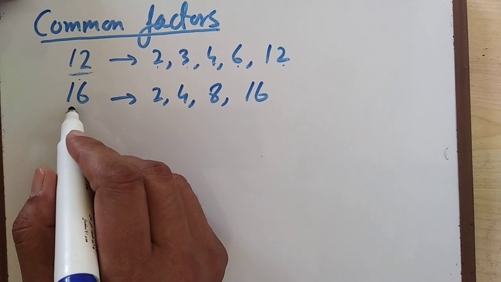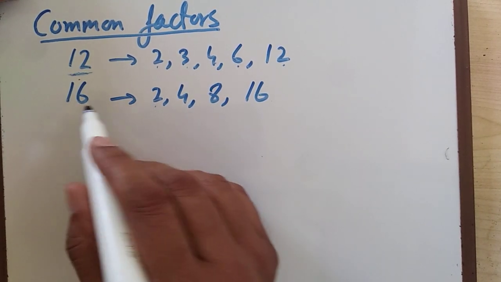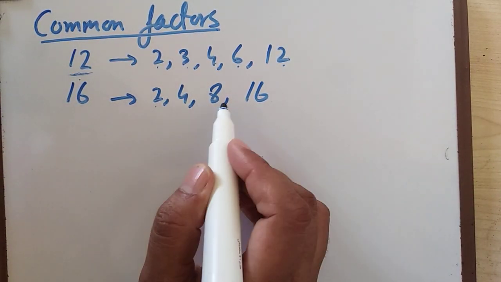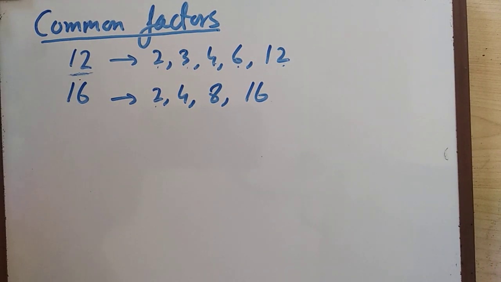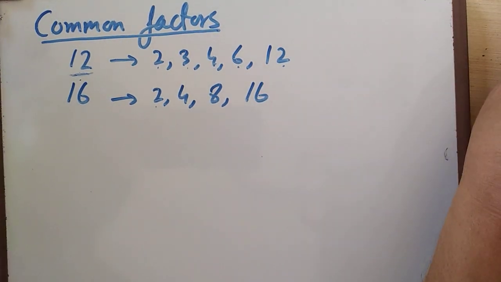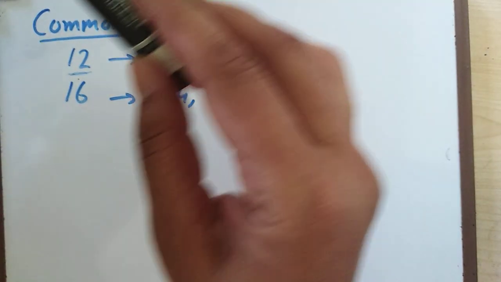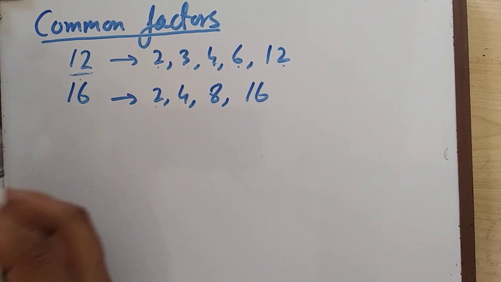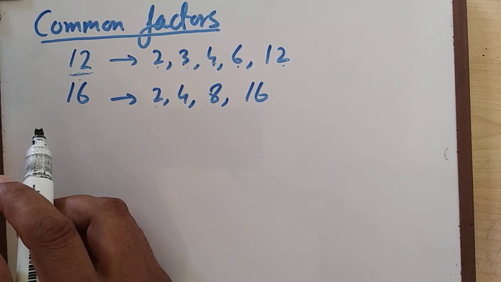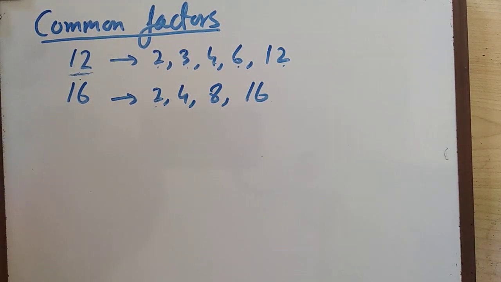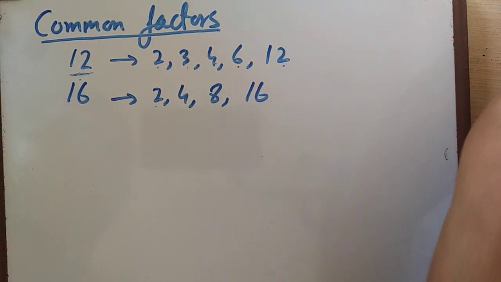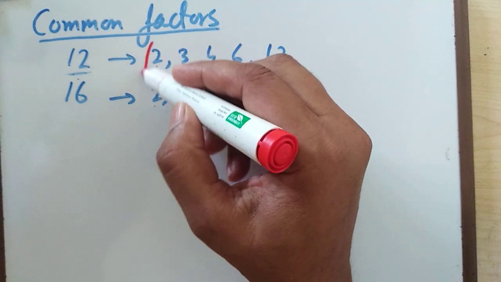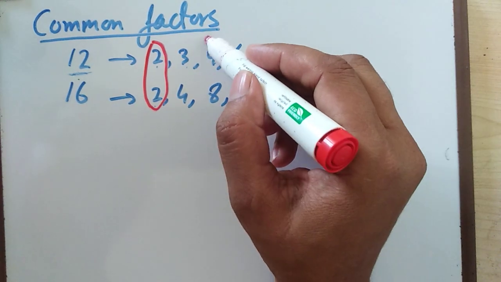Similarly for 16, 2 can divide 16, 4 can divide 16, 8 can divide 16, 16 can divide 16. So we can say that these are the factors of these numbers 12 and 16. Now both of these two numbers have some common factors, which are, the first one is 2, the second one is 4.